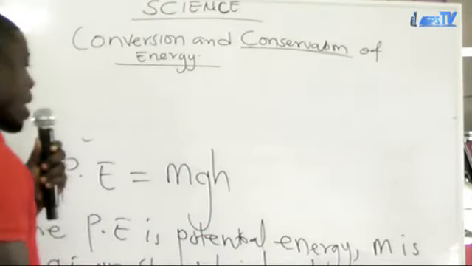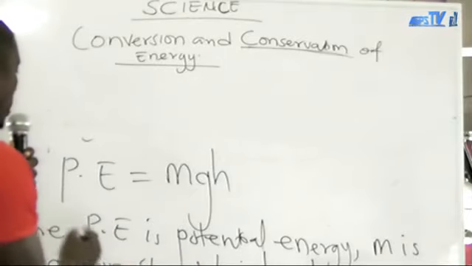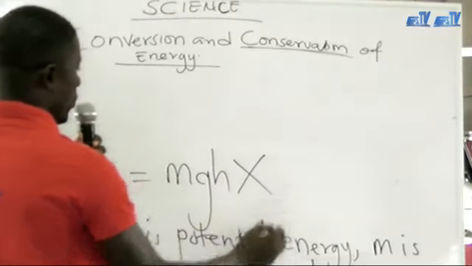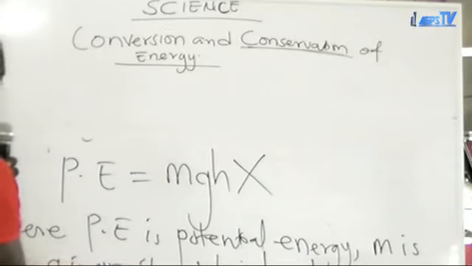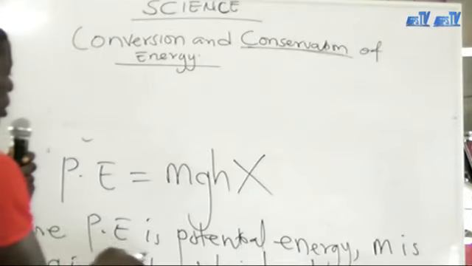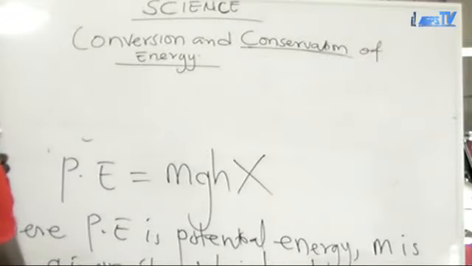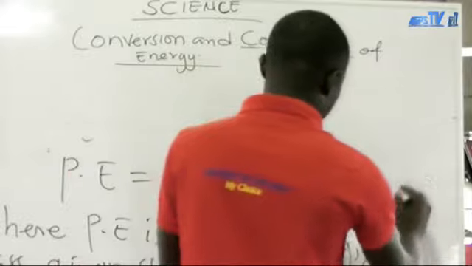And H is height. But if you write this one, what is potential energy? Write down P is equal to mass mgh. This one is wrong. So the moment you write this, you have to take your time and explain where PE is potential energy, M is mass, G is gravity, and H is height. So this one is accepted.